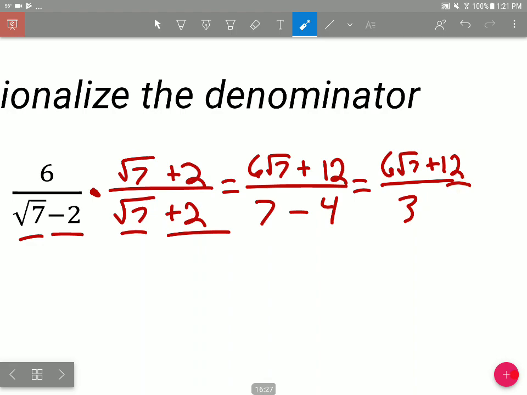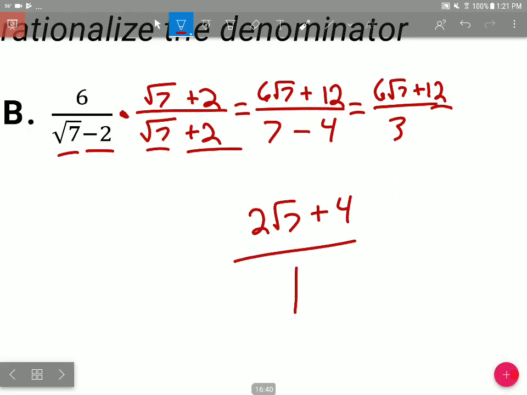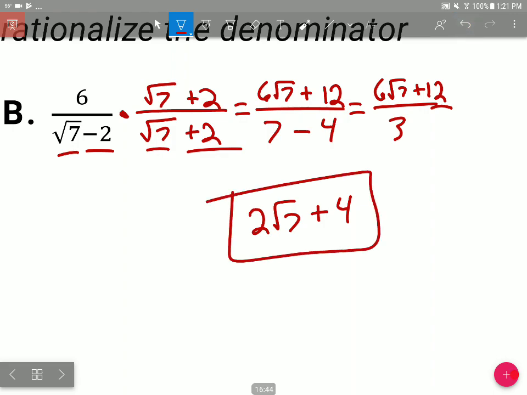But I can divide them all by 3, right? So 6 divided by 3 is? So 2 root 7. 12 divided by 3 is? So 4. 3 divided by 3 is? 1, but do I have to put over 1? No, so don't. That's your final answer. And this is one of the times that the answer really is prettier looking than the original. Cool? So rationalizing these denominators are considerably easier.